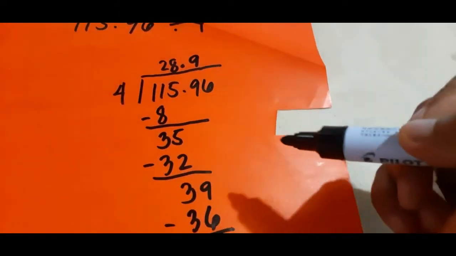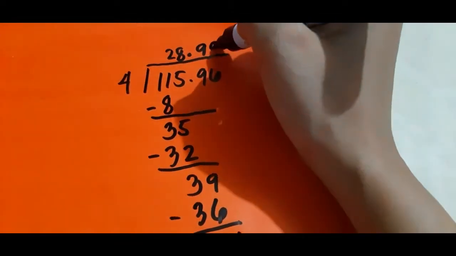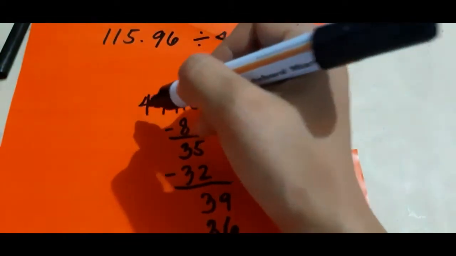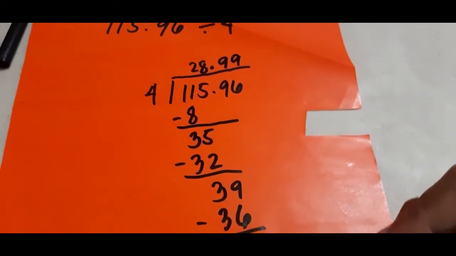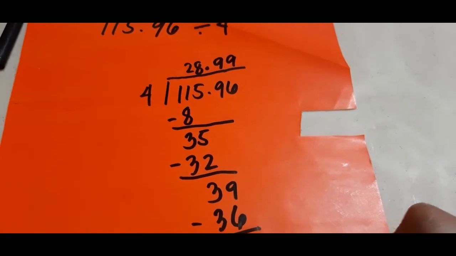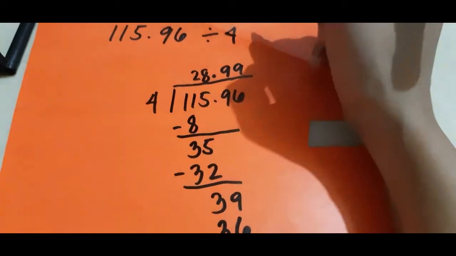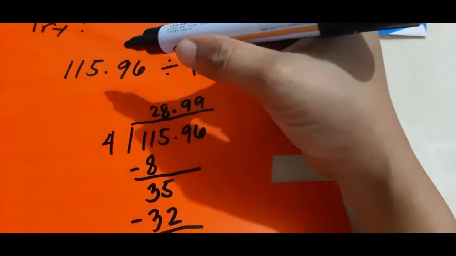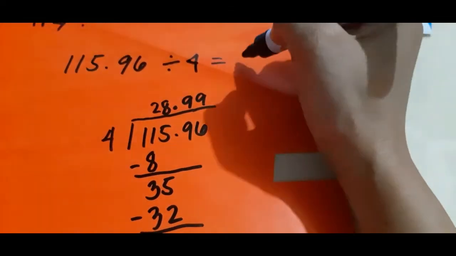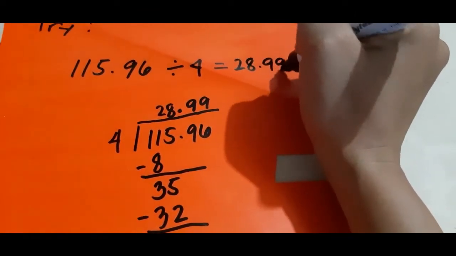3 cannot be divided by 4, so bring down 6. 36 divided by 4 equals 9. Then 9 times 4 equals 36. Then subtract. 36 minus 36 equals 0. So the answer is 28.99. We will place it here. 115.96 divided by 4 equals 28.99. Try another one.